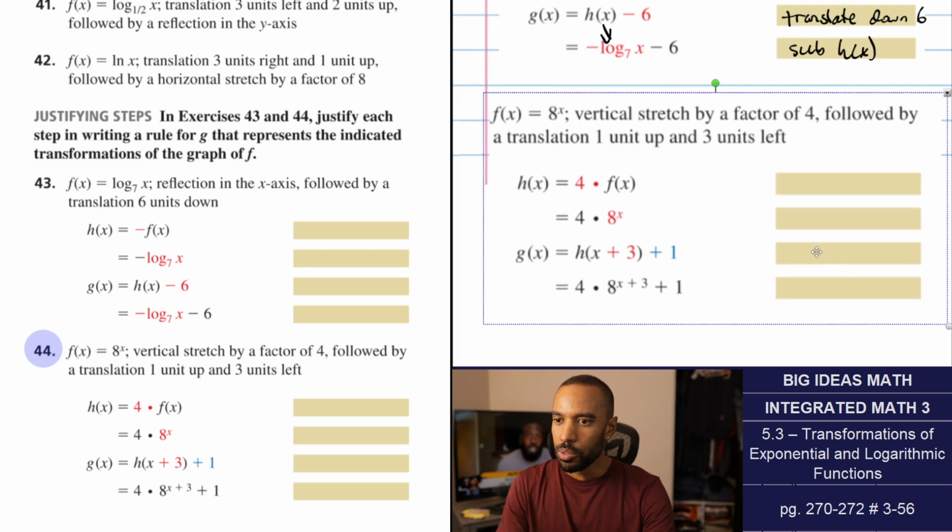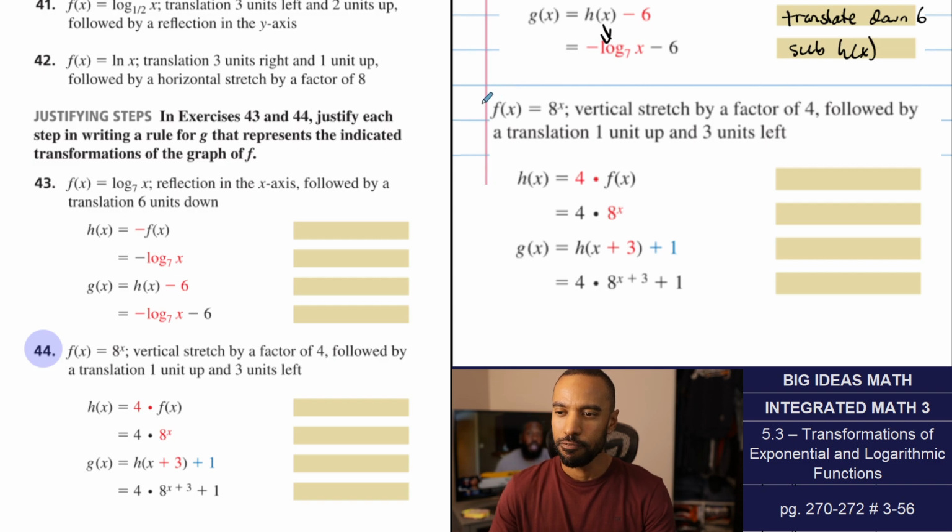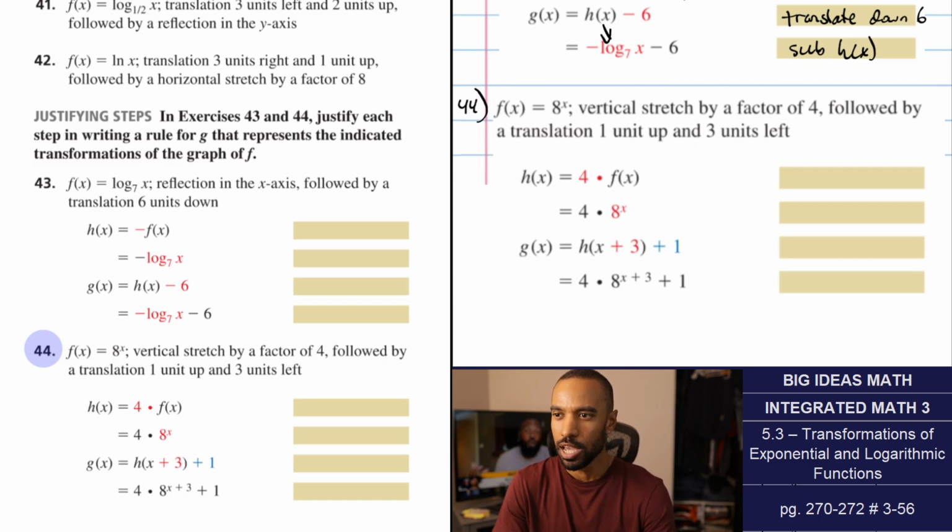This is the story of an exponential function who had a vertical stretch by a factor of 4. And while it went 1 up and 3 units left, I absolutely loved it when it was G.